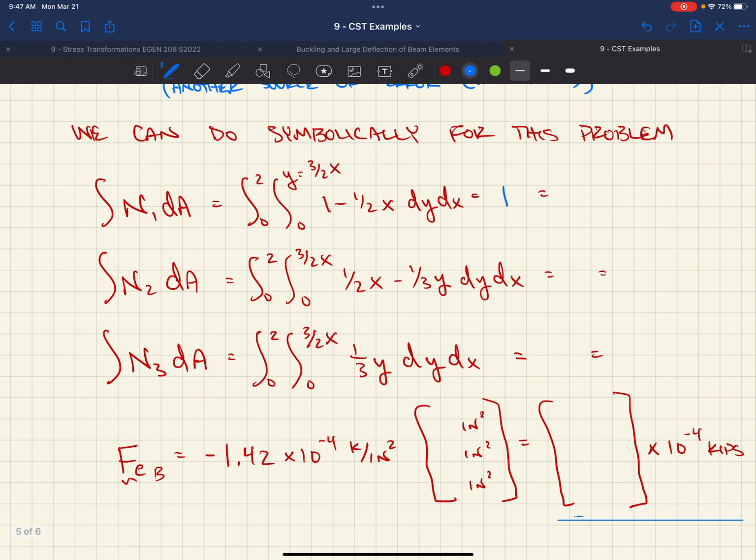Next one, integrate over the volume. This one equals 1. Anyone guess what the last one is? 1. Woo! Got it. See, I'm not gonna trick you. 1.